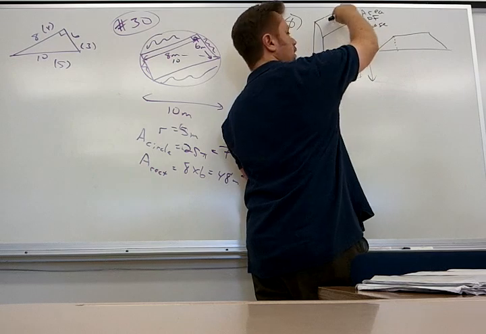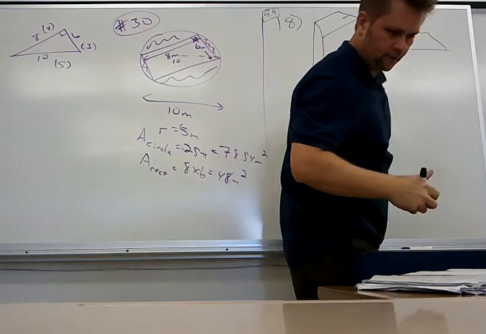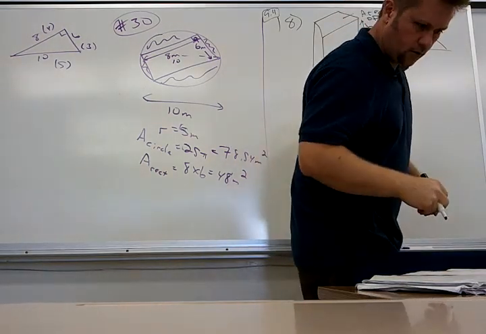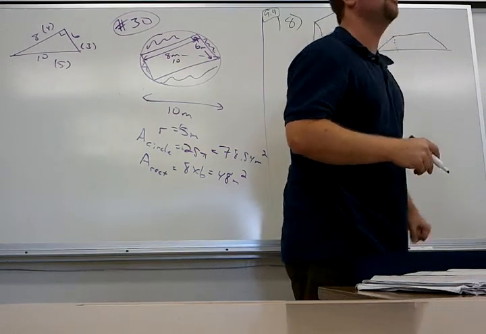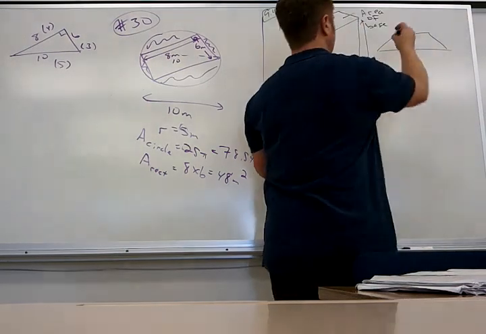So if you didn't have to do this one, how would you do this one? The area of that trapezoid, they give me the height, 24. Careful, the height of the trapezoid is 10.